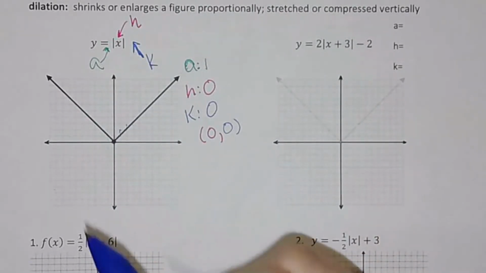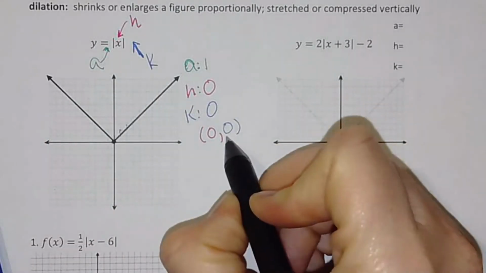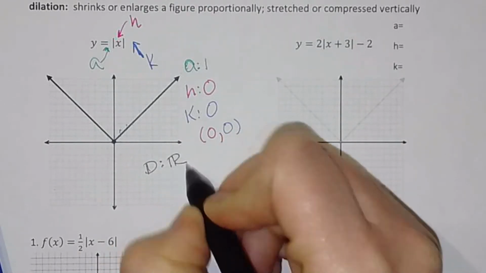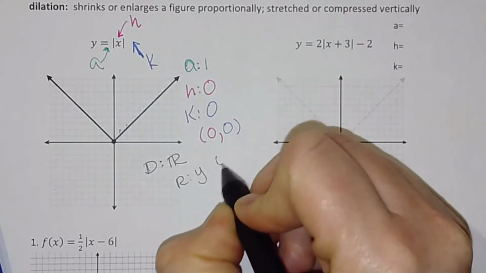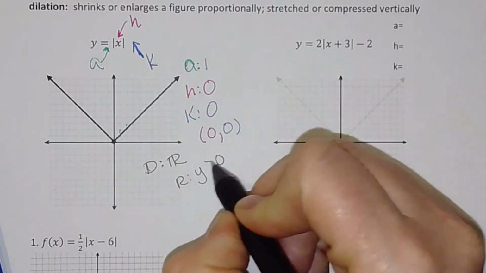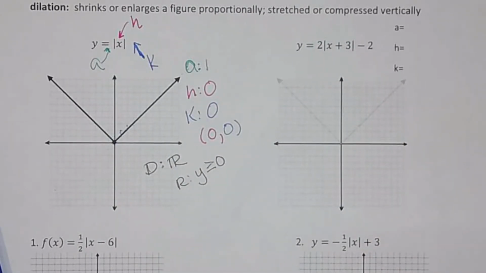Alright, domain and range: domain is always all real numbers. Your range will always be based on your k value, and since my a is positive and this graph is facing upward, it's greater than or equal to. So we're going to do that again with the next graph.